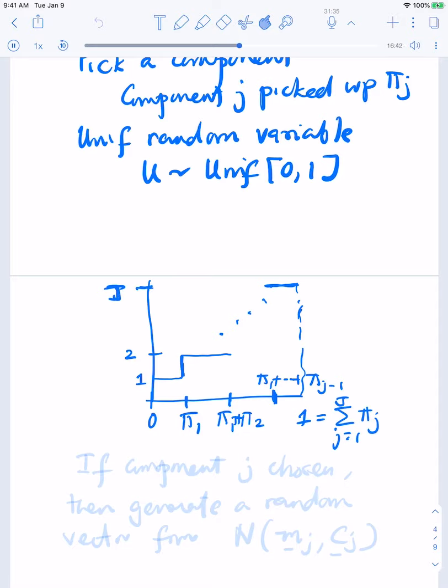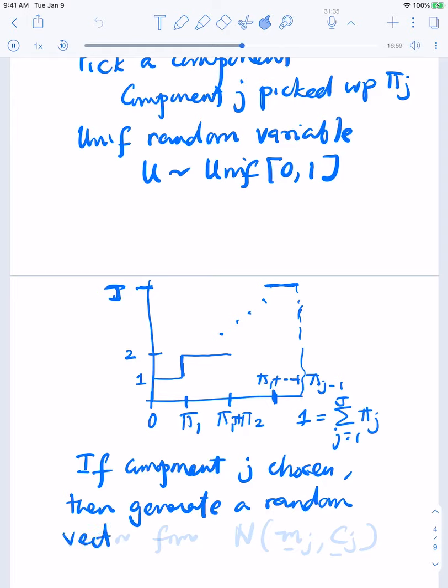So once component J is chosen, then generate a random vector from a Gaussian distribution with mean m sub j and covariance C sub j.